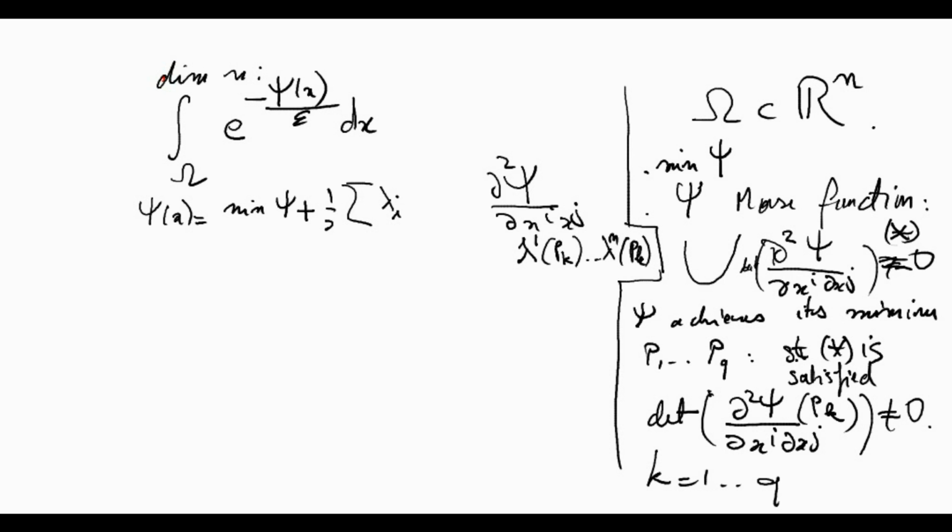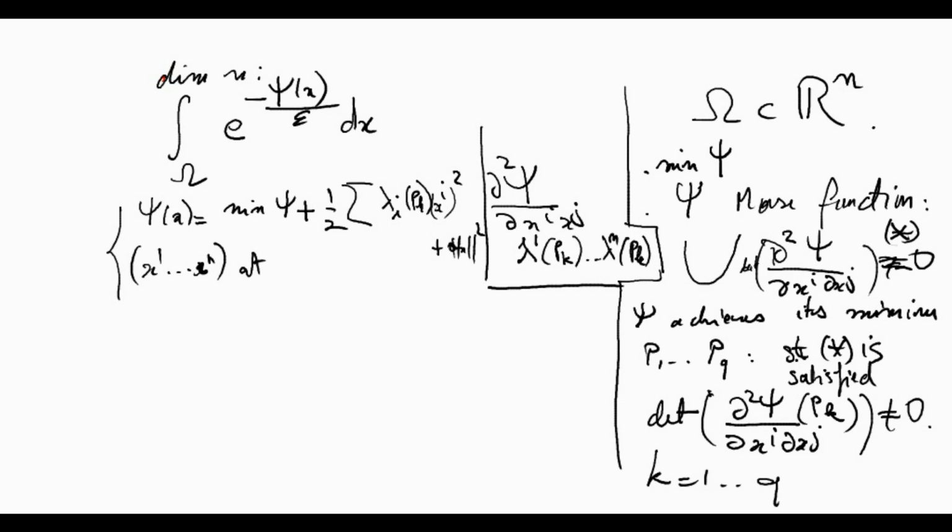So it's 1/2 lambda_i at point p_k times x_i squared, plus a term which is negligible, x cubed, where we have assumed here that 0 is the point p_k. So here x_1 to x_n is a frame at the point p_k, where the origin is p_k. And we can use this Taylor expansion in the neighborhood of each of those points.